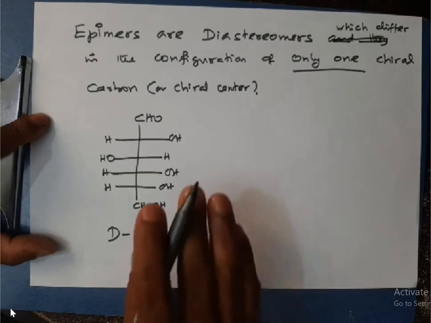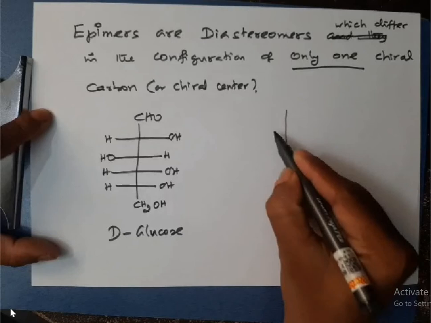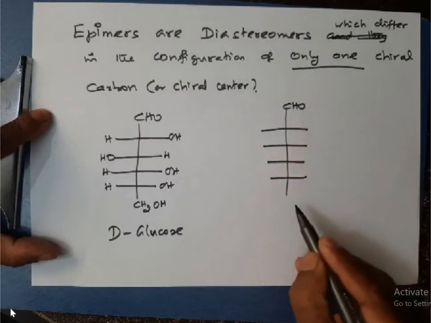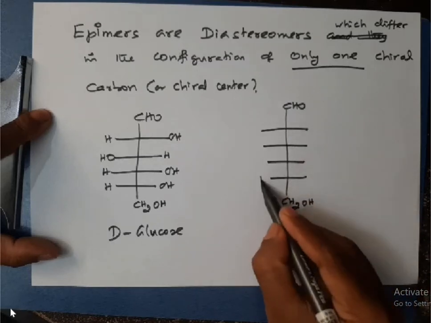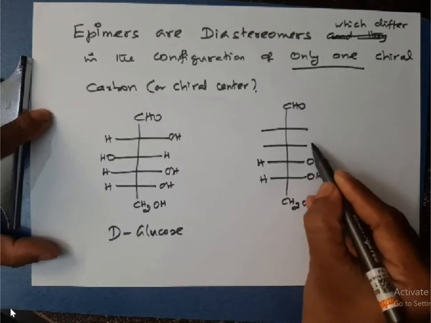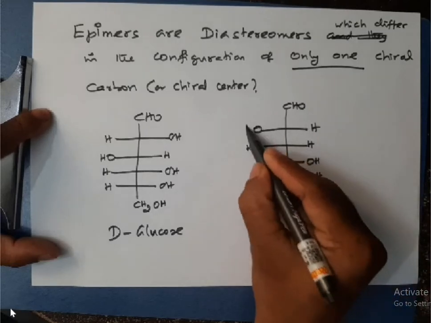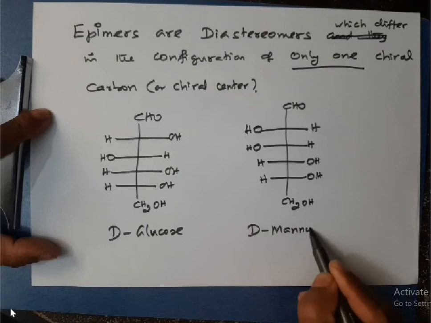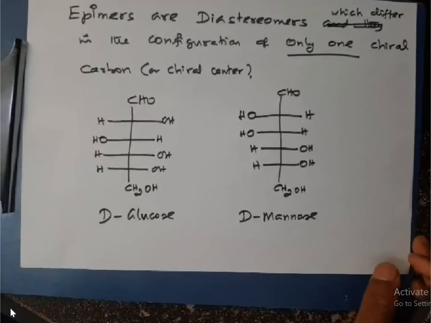Okay. Now what I'm going to do, I'll draw one isomer. See this one? This is an isomer. CHO, CH2OH, HOH, HOH, HOH, and HOH. And this compound is called D-mannose. D-glucose and D-mannose. Students, see these two compounds.